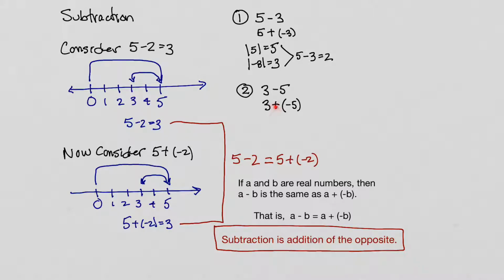Now we are adding two numbers with opposite signs. So we find their absolute values. Let's do it here. The absolute value of 3 is 3. The absolute value of negative 5 is 5. Then we will subtract the smaller absolute value from the larger one.